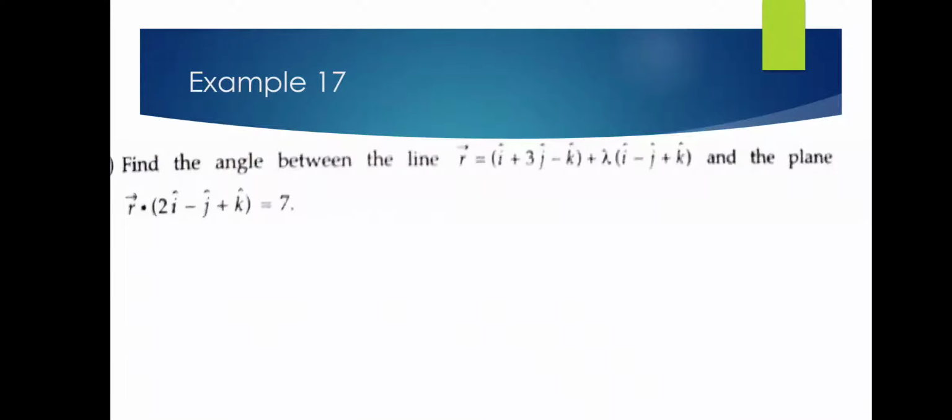Next, number 17. Find the angle between the line r vector equals this and the plane this. First I need to find the direction ratios of the plane and the line, I mean the normal to the plane and the line, and then use the sine inverse formula. Sine inverse of this is going to become the angle between the plane and the line.